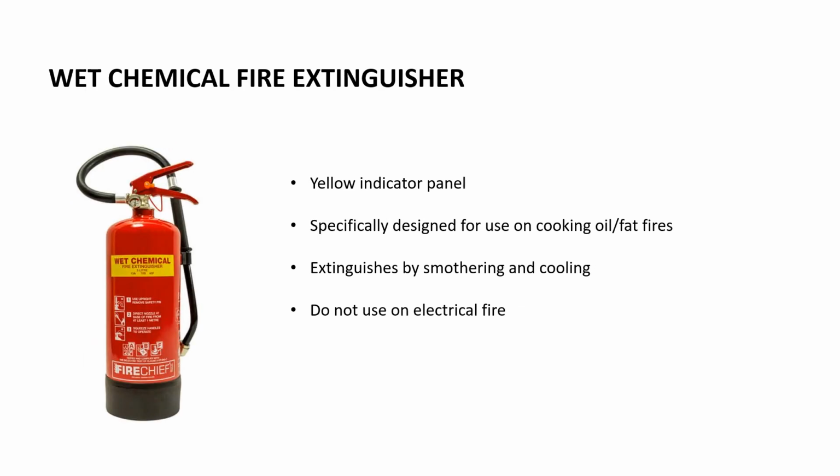Let's see the wet chemical fire extinguisher. It has a yellow indicator panel on it, specifically designed for use on cooking or oil fires, grease fires and all. It extinguishes by smothering and cooling, and it won't be suitable for electrical fires.